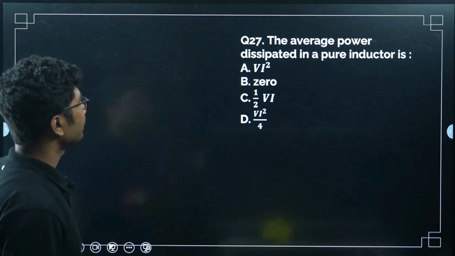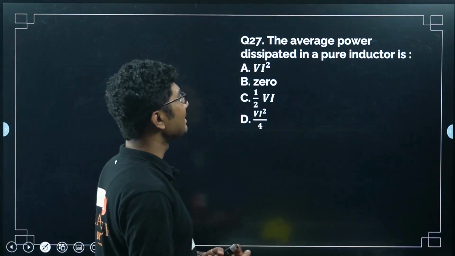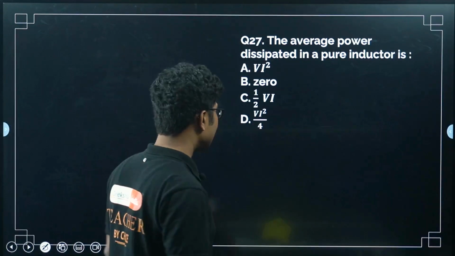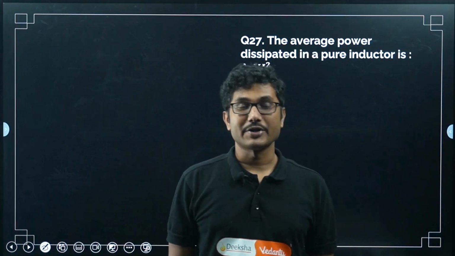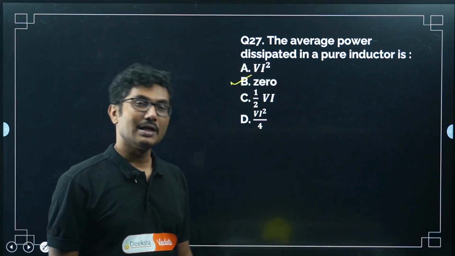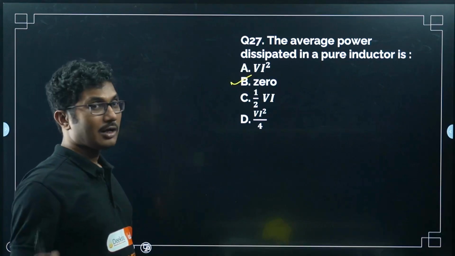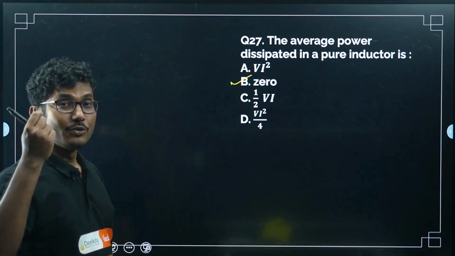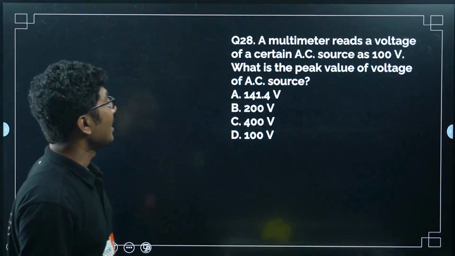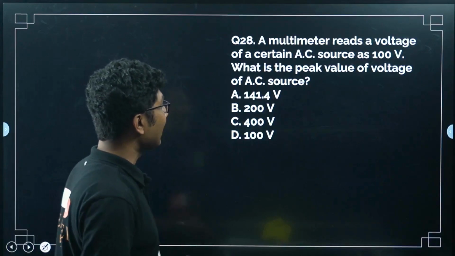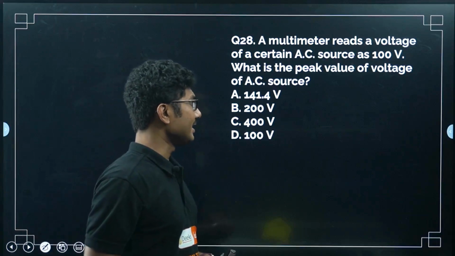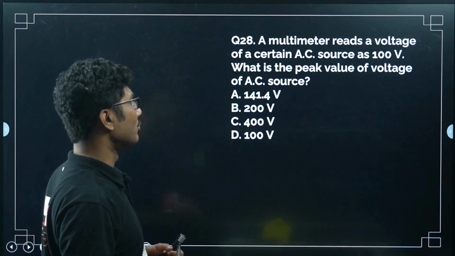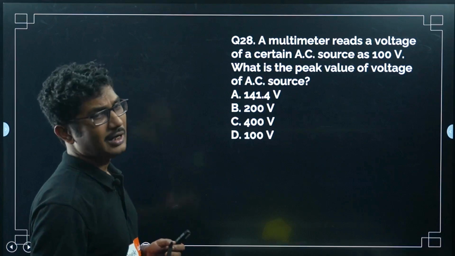Simple question. The average power dissipated in a pure inductor is 0. The average power dissipated in a pure capacitor is also always 0. The main culprit is the resistor, which consumes power, right? Now question number 28, I guess this is the last question. A multimeter reads a voltage of a certain AC source as 100 volt. What is the peak value of the AC voltage?